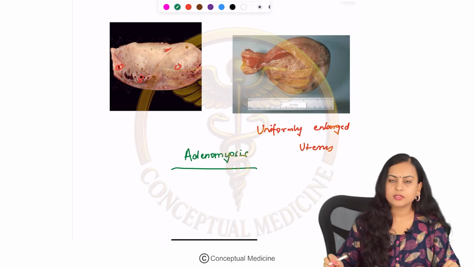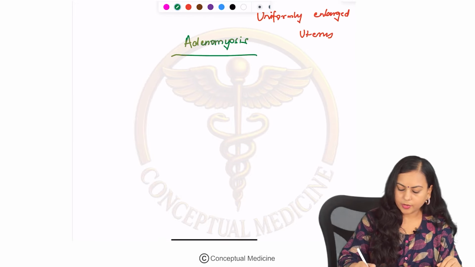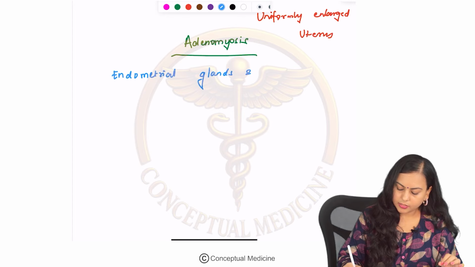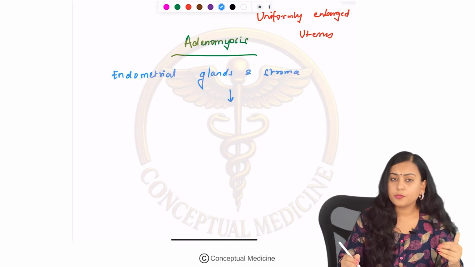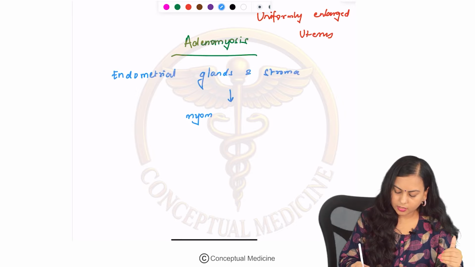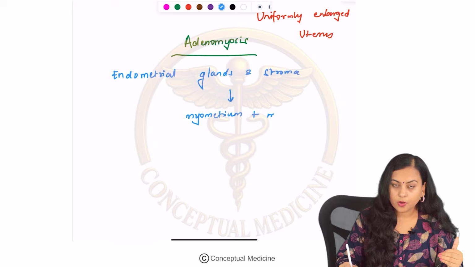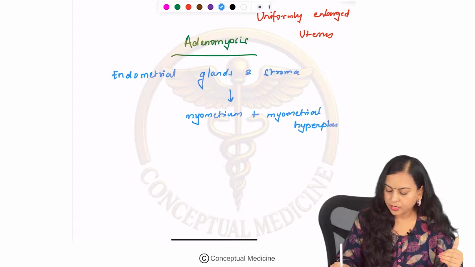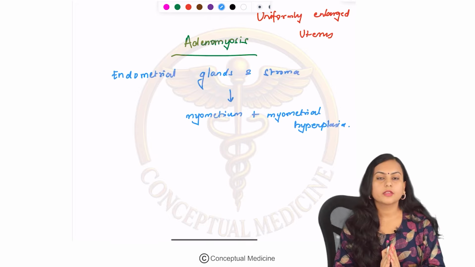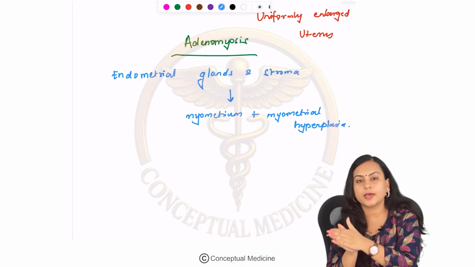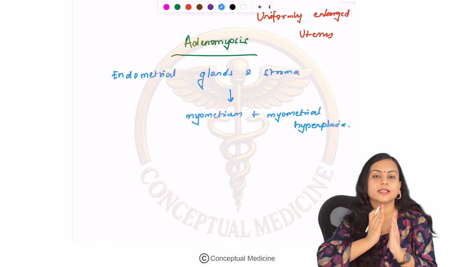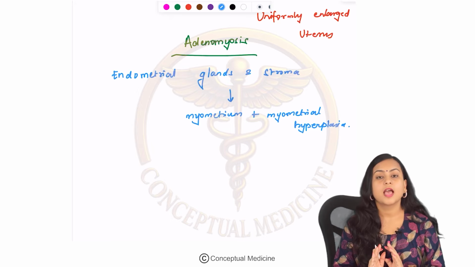Adenomyosis. Now let's discuss something on adenomyosis. So adenomyosis is a condition where the endometrial glands and the stroma are going to be present in the myometrium. Okay, and also you have myometrial hyperplasia as well. Clear? So what are the three layers of the uterus? You have the endometrium, you have the myometrium, and you have the parametrium. So the endometrial glands and stroma are going to be present in the next layer of uterus, that is in the myometrium. So that is what we call as adenomyosis.